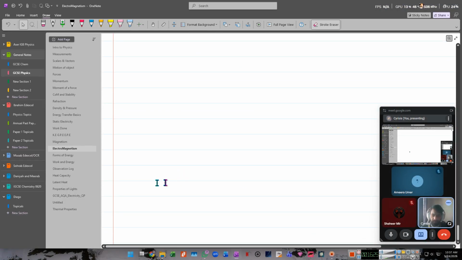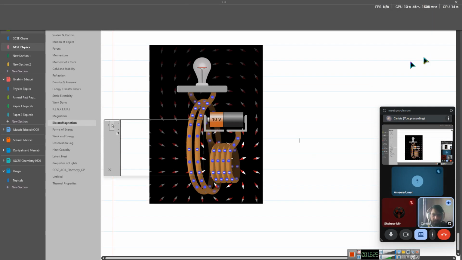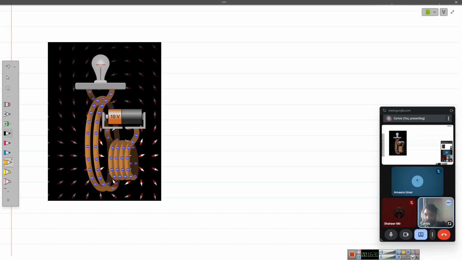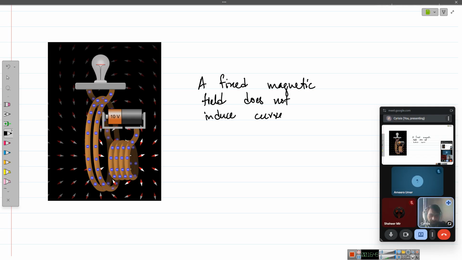Okay, so again, let me put this diagram over here. A changing magnetic field only induces current, not a static one. A fixed magnetic field does not induce current, as delta B is equal to 0. Since we said that the flux change is the change in magnetic field, and the magnetic field is not changing, it's a fixed magnetic field, why would there be any glow? No voltage over here.